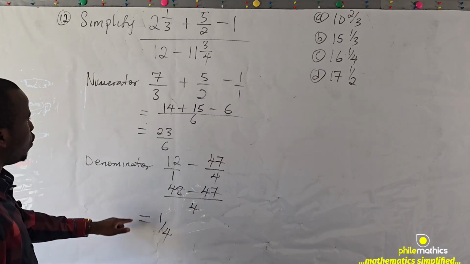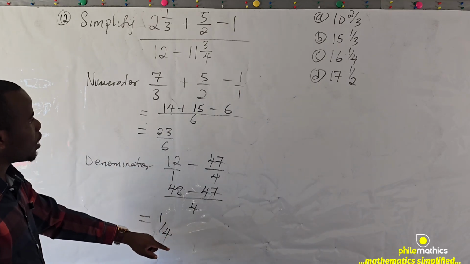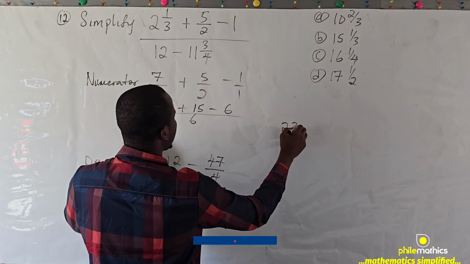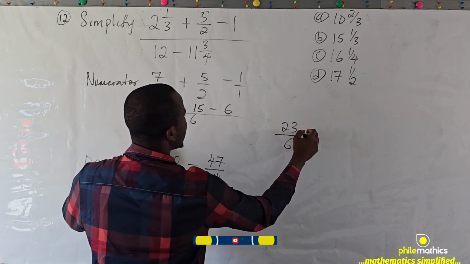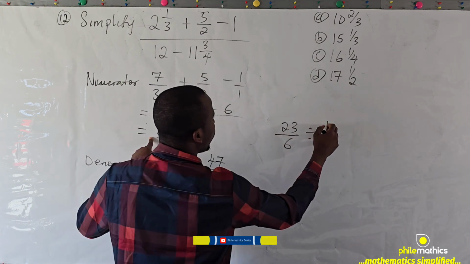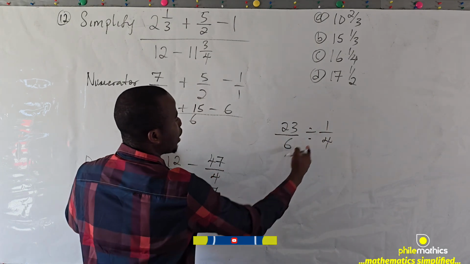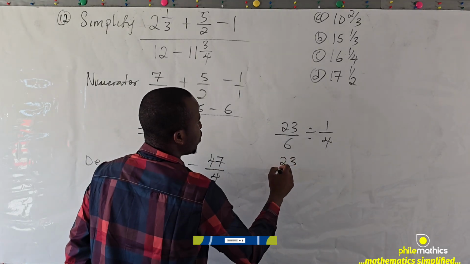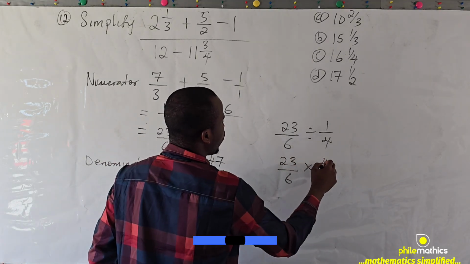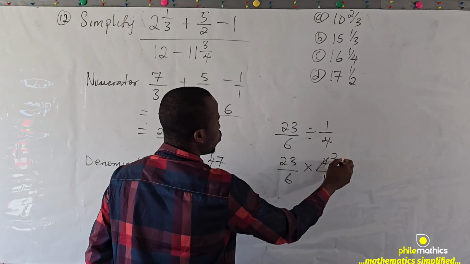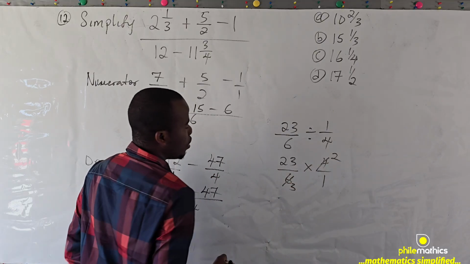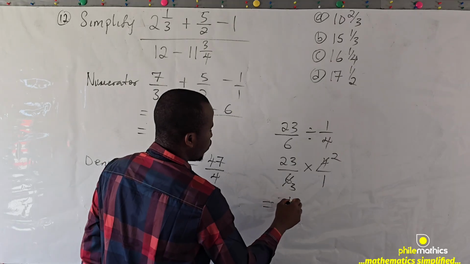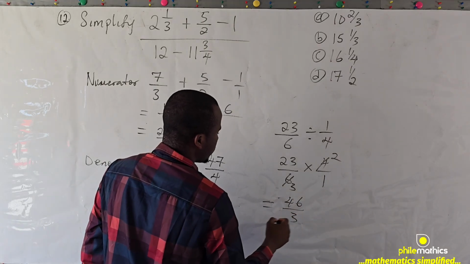Now, if we put both of them together, this will be numerator 23 over 6 divided by 1 over 4. So if we change division to multiplication, we have 23 over 6 times 4 over 1. 2 here is 2. 2 here is 3. 23 times 2 is 46 over 3.